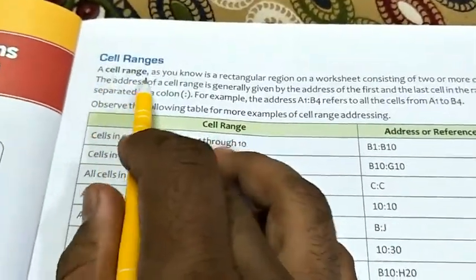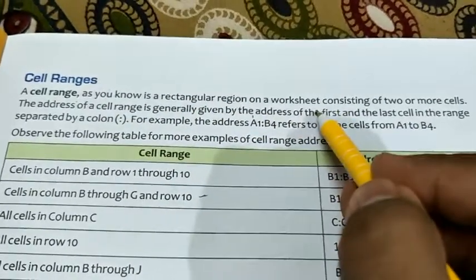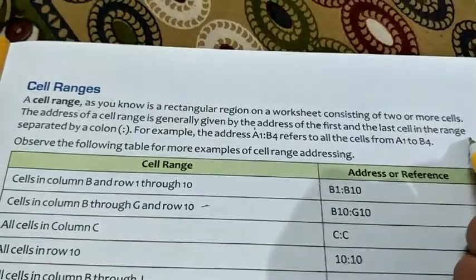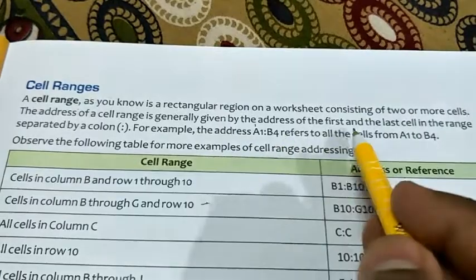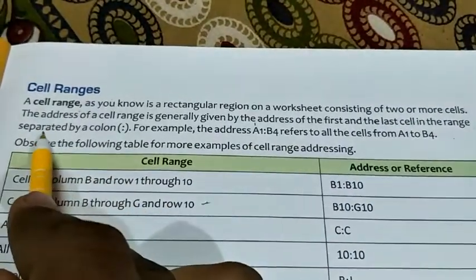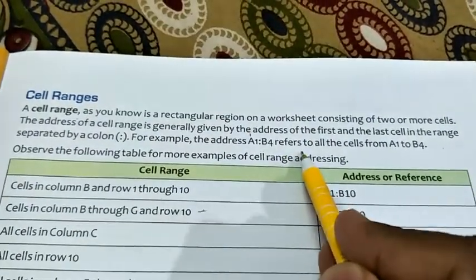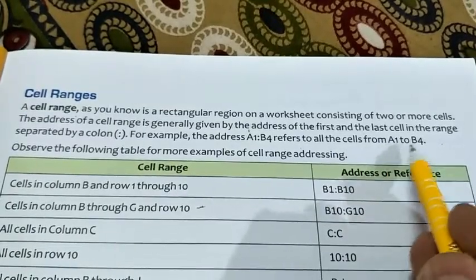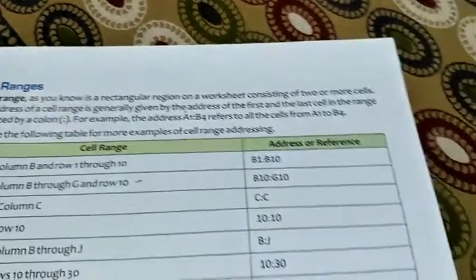Understand? Now look here. A cell range, as you know, is a rectangular region on a worksheet consisting of two or more cells. The address of cell range is generally given by the address of the first and the last cell in the range, separated by a colon. For example, the address A1:B4 refers to all the cells from A1 to B4. Is that clear?